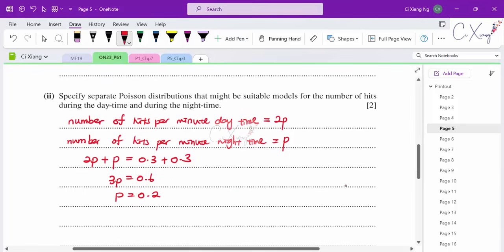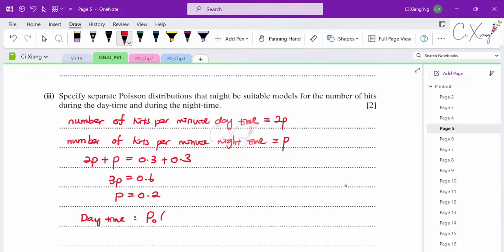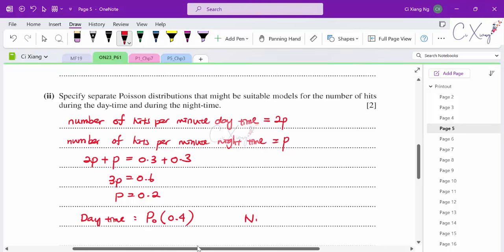So that means now you can separate your Poisson distribution into 2 different parts. For the daytime one, you can still assume that it is Poisson distributed. And what's the mean? The mean will be 2p, so 2p means 0.4. Then how about the night time? For the night time, also Poisson distributed, and the lambda is 0.2. So the 0.4 here and 0.2 here are the lambda for 1 minute, because in the calculation just now we are using minute as the unit, as an interval. So this is 0.4 per minute, and this is 0.2 per minute.